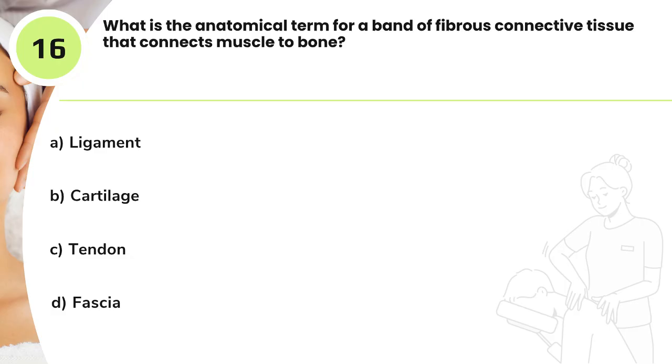Question 16. What is the anatomical term for a band of fibrous connective tissue that connects muscle to bone? A. Ligament. B. Cartilage. C. Tendon. D. Fascia.